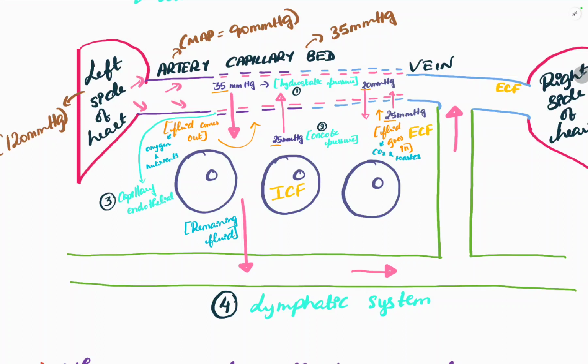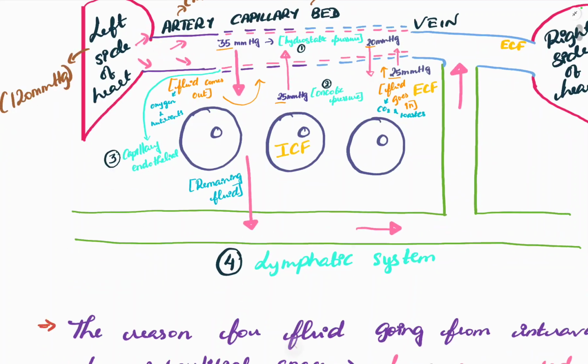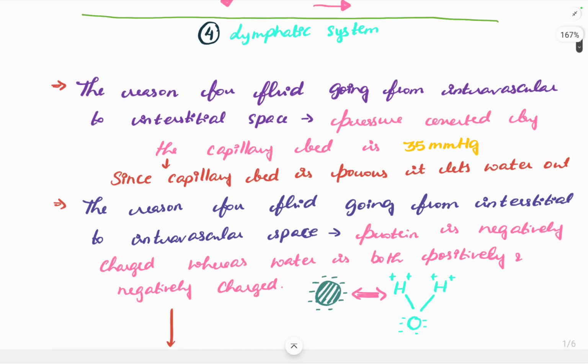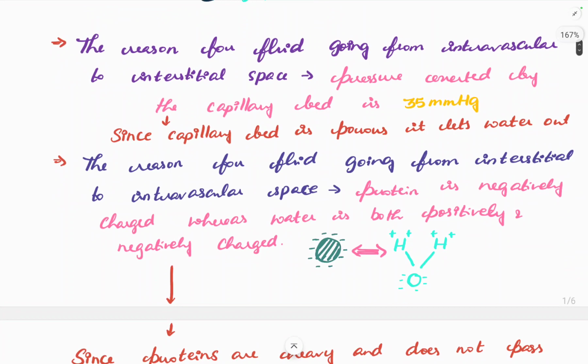So what is going to happen with that fluid? The lymphatic system is going to take it, and then it's again going to send it into the venous system, right? So this is about the mechanism of how the fluid is displaced. Okay, so we're going to see a quick recap of whatever we saw in the diagram.